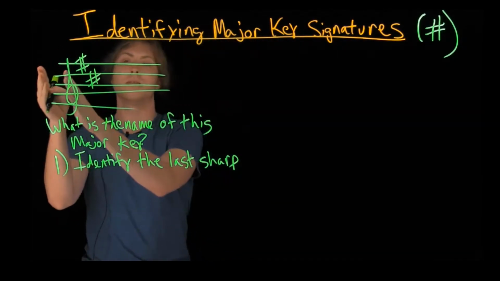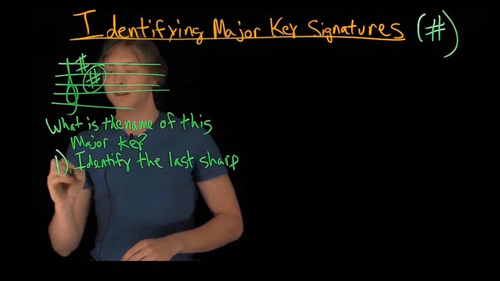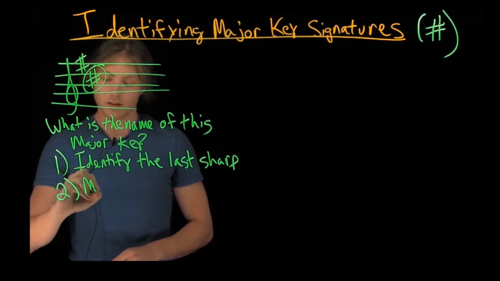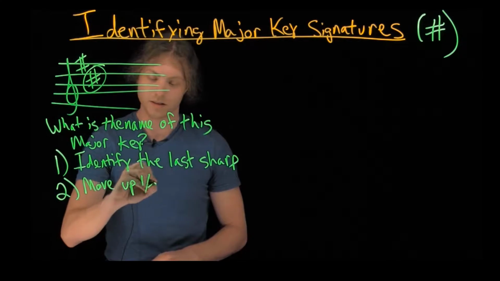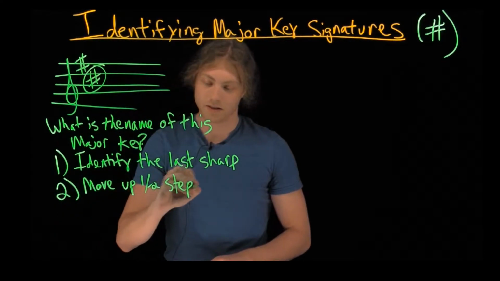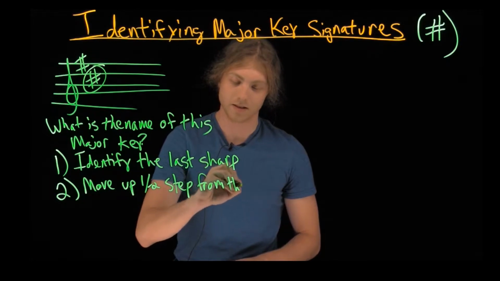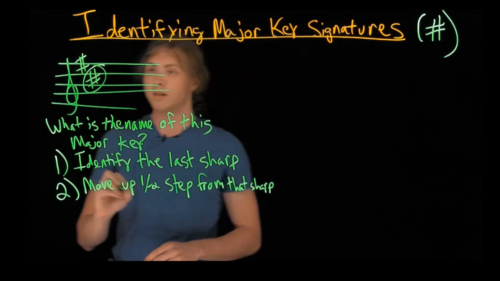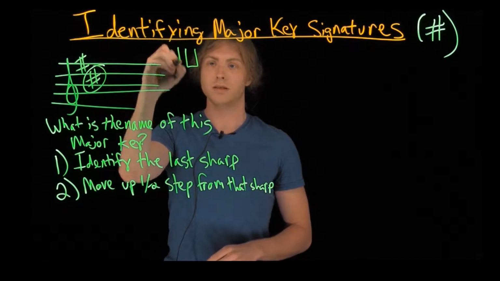So we're reading from left to right. So the last sharp is going to be, in this case, C sharp. And step 2 is to move up a half step from that sharp. So it might help to visualize a keyboard here, so I'll draw one for you.